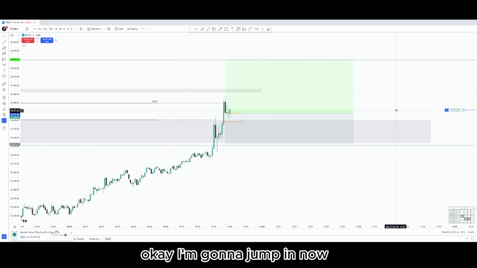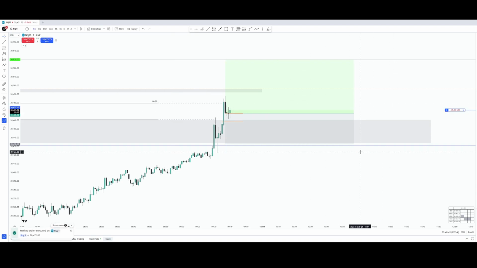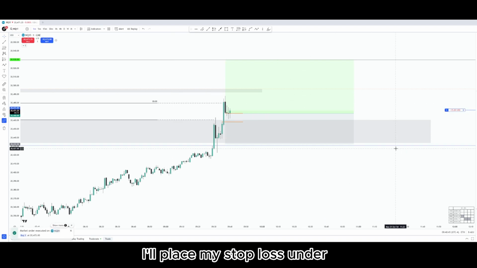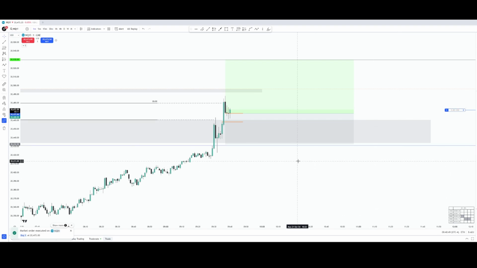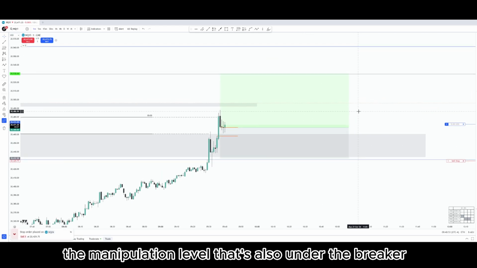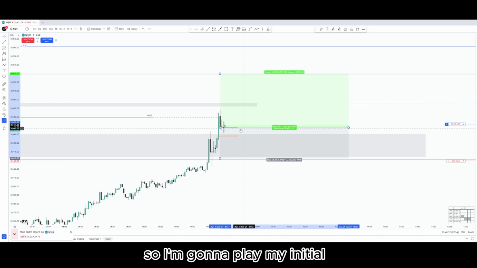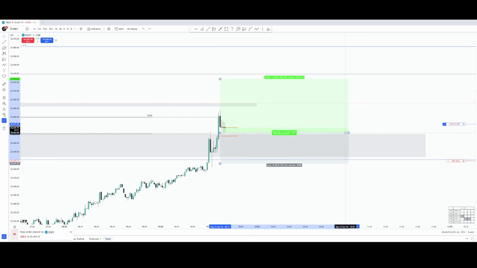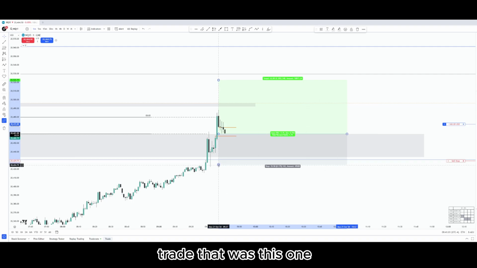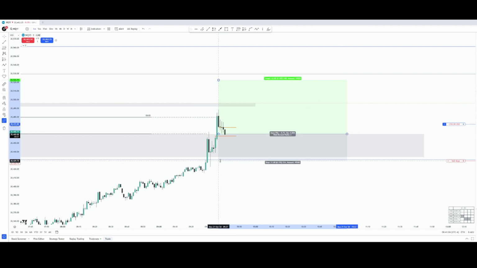Okay, I'm going to jump in now. I'll place my stop loss under the manipulation level. That's also under the breaker. So I'm going to play my initial play. That is this one. Okay, the 2R.